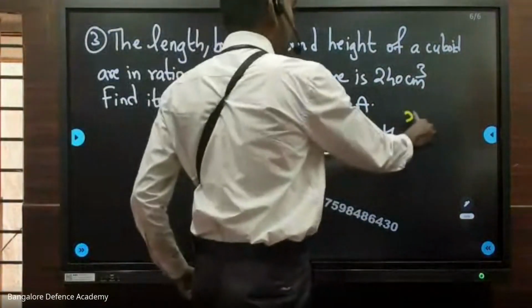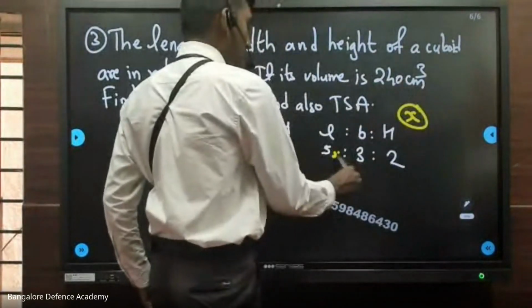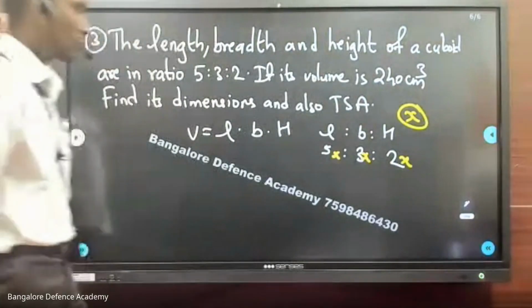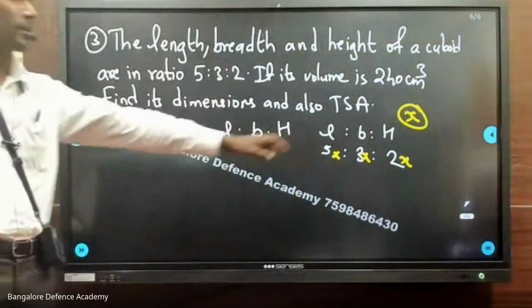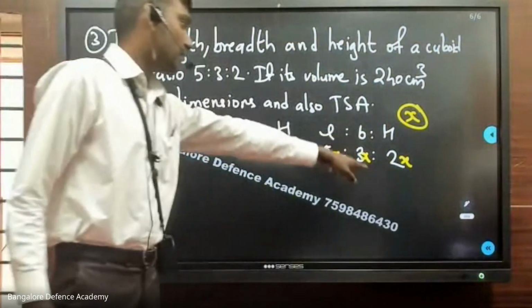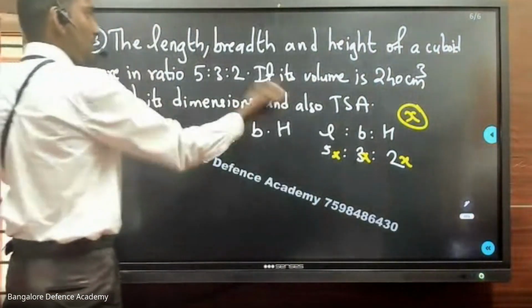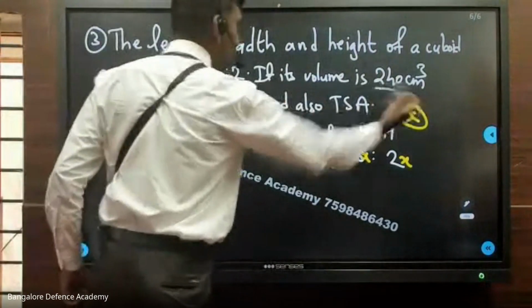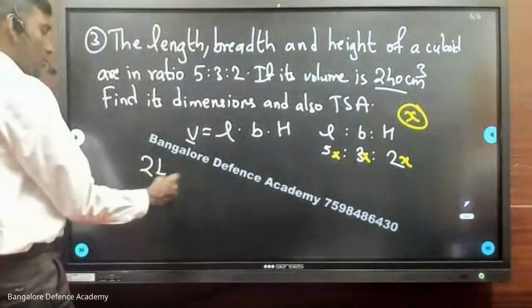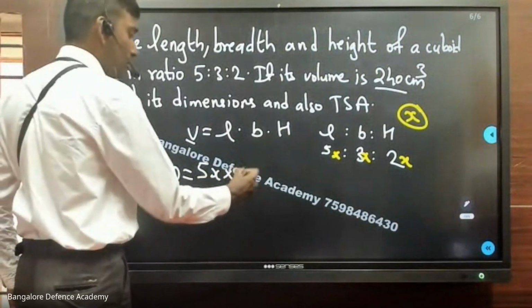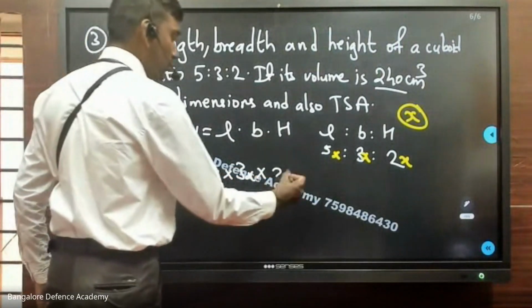I don't know how much it is. So whatever length I have, take it x. So this becomes 5x, this becomes 3x, and this becomes 2x. So now length is 5x, breadth is 3x, and height is 2x. I take this into this formula. Volume how much they have given? Pens down, look here, everyone. Okay, so what happens? 240 is equal to, ये कितना है? 5x into 3x into 2x.